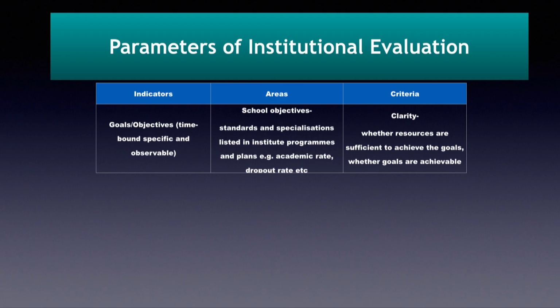These should be time bound, specific, and observable, with areas under which we can measure them: standards and specialization listed in the institute's programs and plans. Examples: academic rate of success, dropout rate, etc. And what type of clarity for the criteria is required: whether resources are sufficient to achieve the goals, whether goals are achievable in terms of resources.